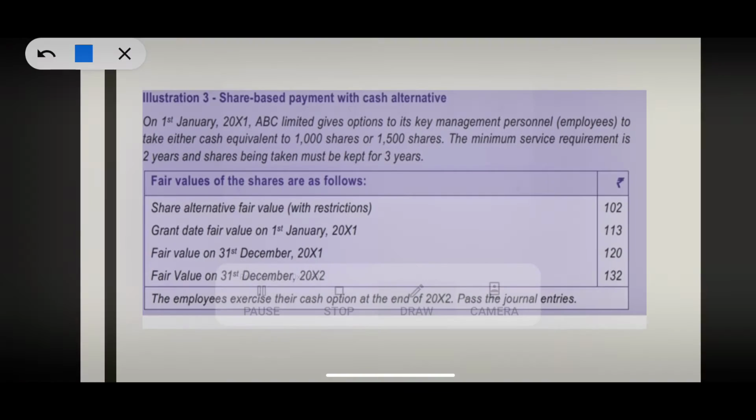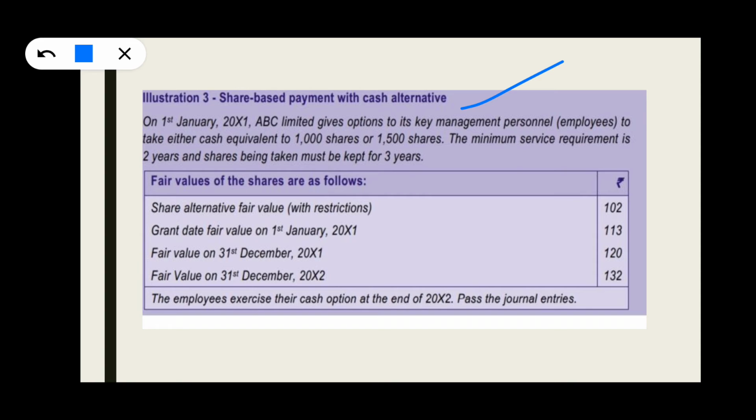Suppose ABC Limited has given two key managerial persons the option to exercise stock appreciation rights of 1000 shares, taking either the cash equivalent of 1000 shares, or 1500 shares. The minimum service requirement is 2 years, and shares taken must be kept for 3 years. They have said the minimum service requirement is 2 years, and you can take the cash equivalent of 1000 shares or 1500 shares.